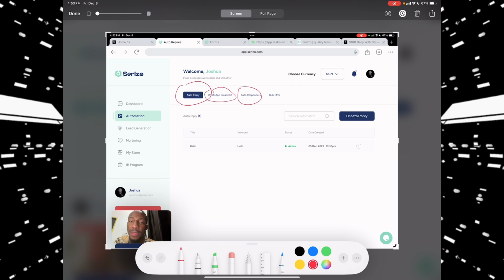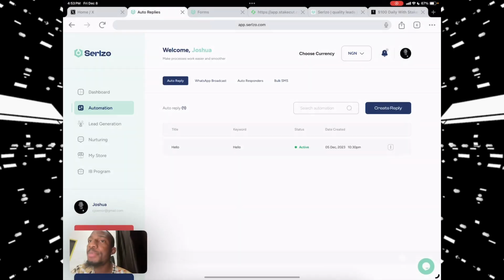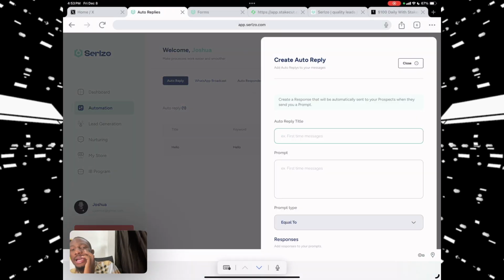Let's call it affiliate marketing. Okay, and then you say when they send you the keyword affiliate marketing, you tell your auto reply to send them a message back and say, okay, let me show you guys how this part works, which is crazily beautiful. I might just delete this. Create a reply. And let's call this reply affiliate. Let's call it AFF reply.